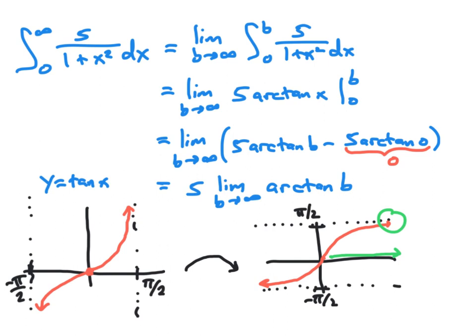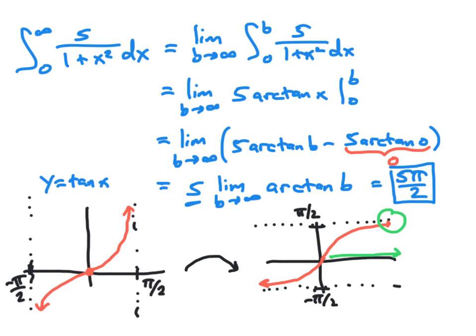And so the limit as b goes to infinity of arctangent of b will be pi over 2, and we have to remember we're multiplying it by a constant of 5. And so here we get a limiting value of 5 pi over 2. And so this will be the integral from 0 to infinity of 5 over 1 plus x squared dx. So our first integral has a value of 5 pi over 2.